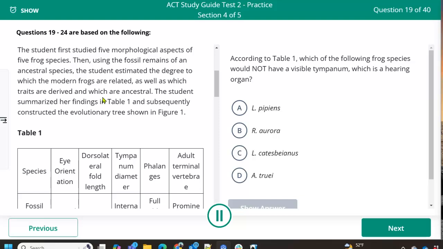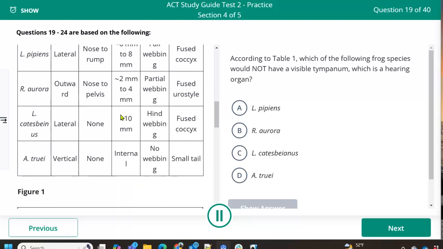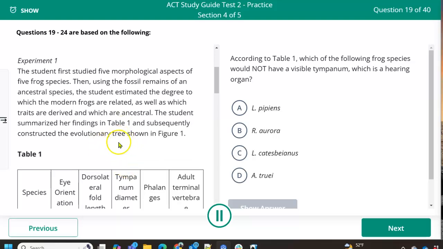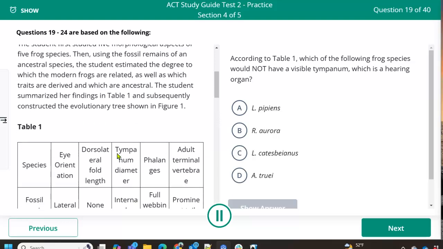All right, new topic. A student first studied 5 morphological aspects of 5 frog species. Then, using fossil remains, the student estimated the degree to which the modern frogs are related, as well as which traits are derived and which are ancestral. She summarized her findings in Table 1. So we have a table of frog traits, 5 frog traits. And we have Figure 1, an evolutionary tree.